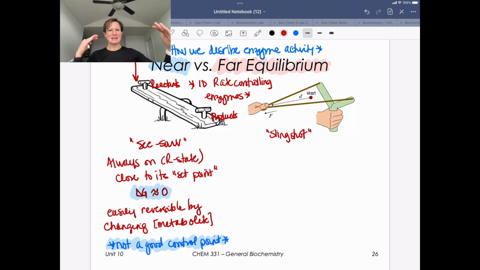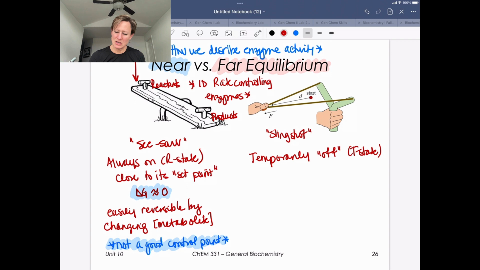Okay, how this happens, and again, these are set up in parallel here. So how this happens is we have enzymes that are far from equilibrium that can be temporarily off. And that is because they can be put into the T state, and that's because we have a spigot, right? We have a faucet that we can turn on or off to sort of stop the flow of water through that point in our hose, okay?